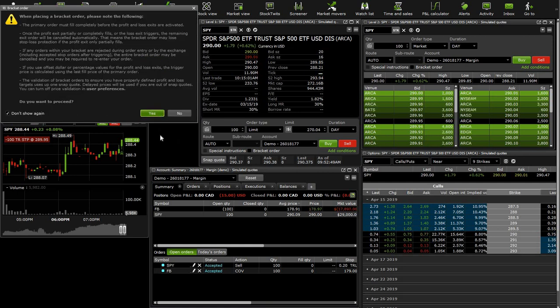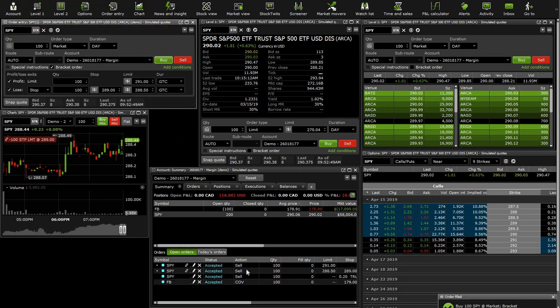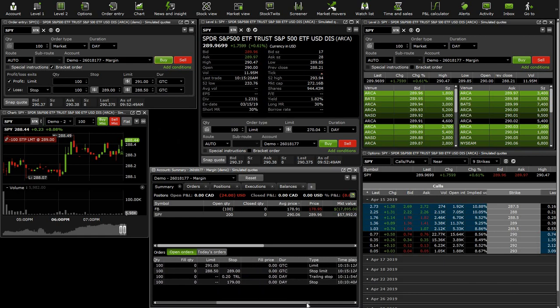Don't show this again. So then this is your confirmation page. Takes profit here, stop loss here, and we'll hit send. Nice, so it worked. And then your open orders down here will show up, and then you can keep an eye on them, or if you make any mistakes.